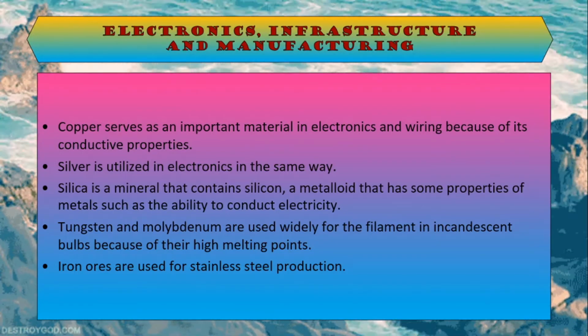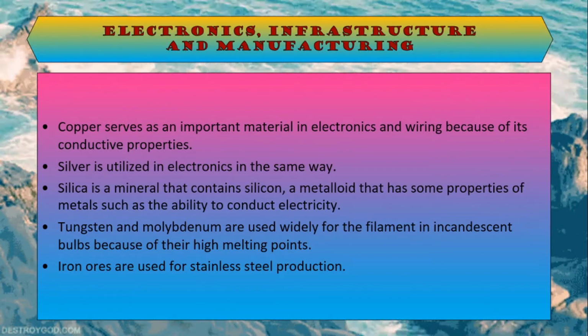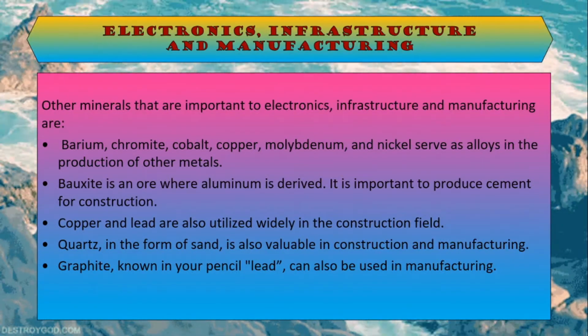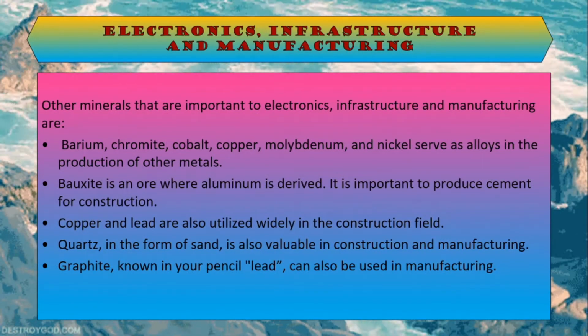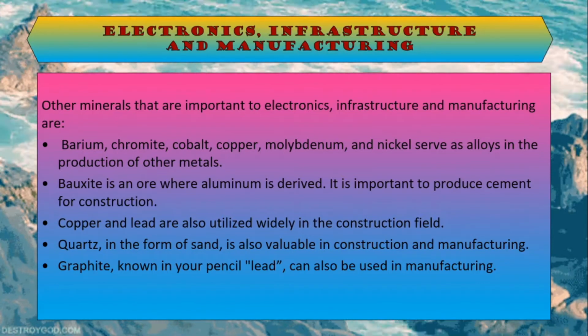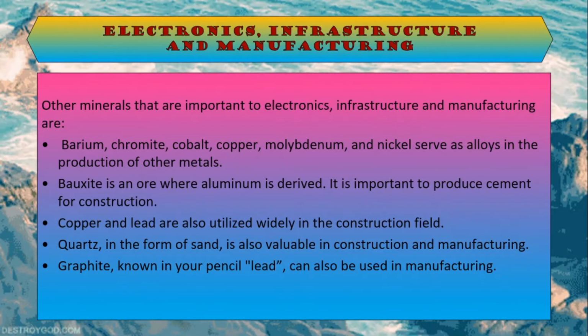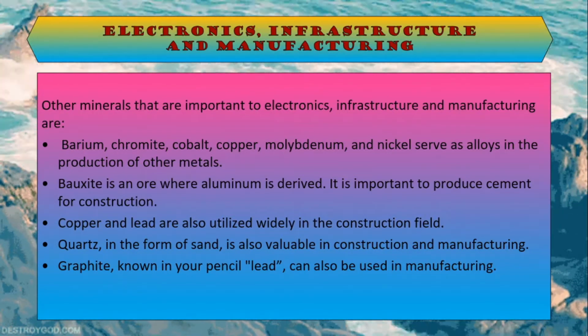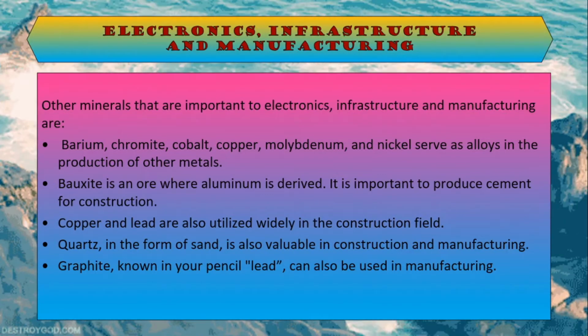Iron ores are used for stainless steel production. Other minerals that are important to electronics, infrastructure, and manufacturing are barium, chromite, cobalt, molybdenum, and nickel, which serve as alloys in the production of other metals.